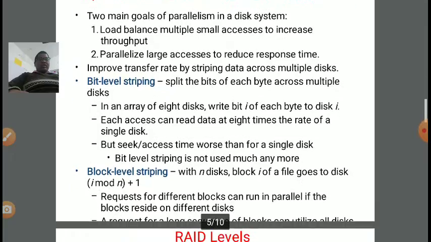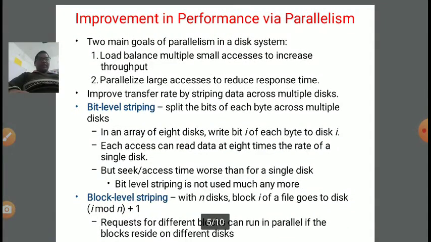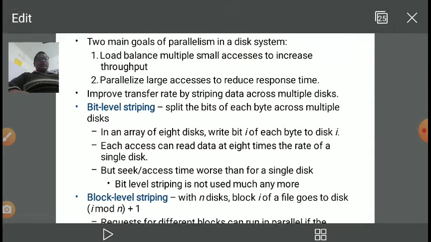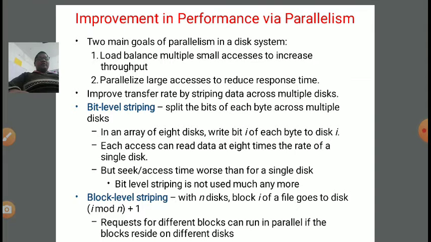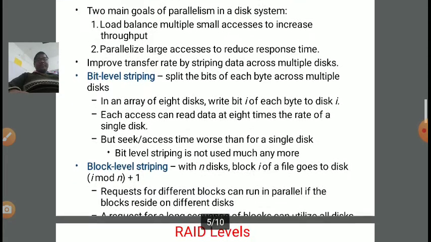Next is block level striping. In block level striping, with n disks, block i of a file goes to disk (i mod n) plus 1. Suppose the i value is 7 and the n value is 10, so 7 mod 10, the result will be 7. Plus 1 means 8th. So the block will go to the 8th disk. Now, requests for different blocks can run in parallel if the blocks reside on different disks, right?